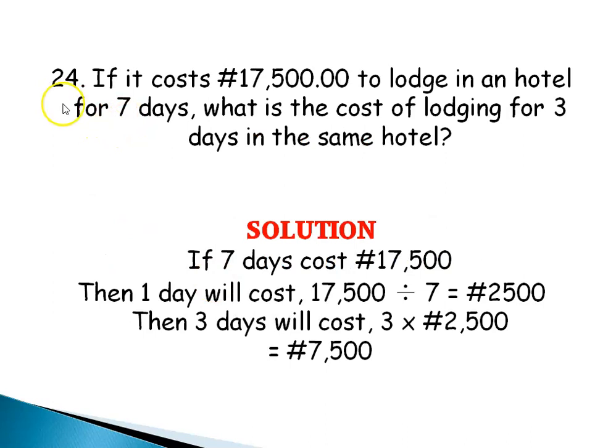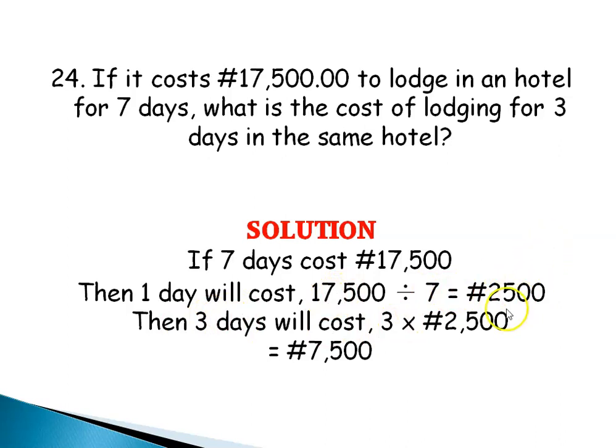Now question 24. If it costs 17,500 naira to lodge in an hotel for 7 days, what is the cost of lodging for 3 days in the same hotel? So the first thing is, let's find out how much it costs to lodge in an hotel for 1 day. If 7 days cost 17,500, then 1 day will cost 17,500 divided by 7. And that is 2,500. That means I will need 2,500 naira to lodge in that hotel for 1 day.